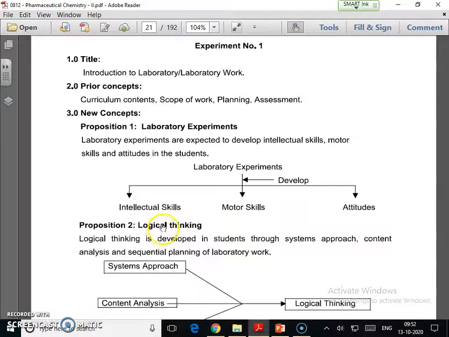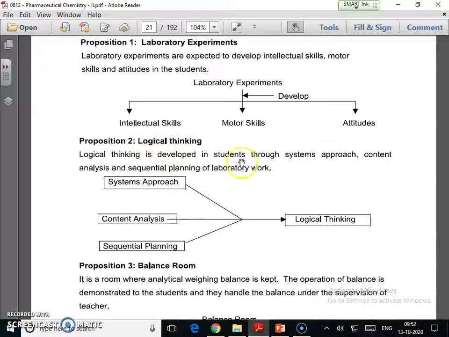Intellectual skill, in which we have to be intellectually involved and develop these skills, and motor skill, in which we have to be physically involved and develop the skill. Next, attitude. Attitude means we have to develop a professional attitude. Logical thinking is again one of the most important things, which is a new concept.